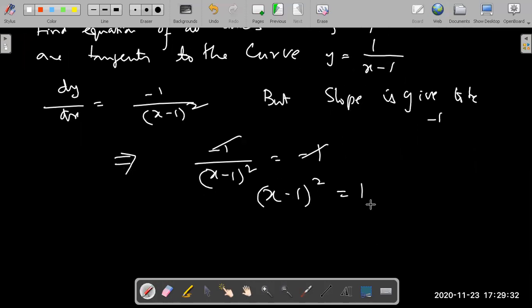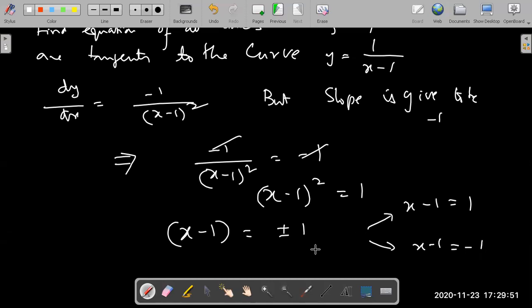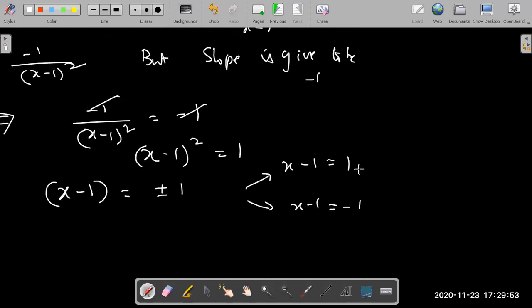So (x minus 1) whole square equal to 1 is the condition I'm getting. When I solve it, x minus 1 equal to square root of this, that means plus or minus 1. So 2 points: x minus 1 is equal to 1 or x minus 1 is equal to minus 1. When x minus 1 is equal to 1, this gives me x equal to 2, and this gives me x is equal to 0.